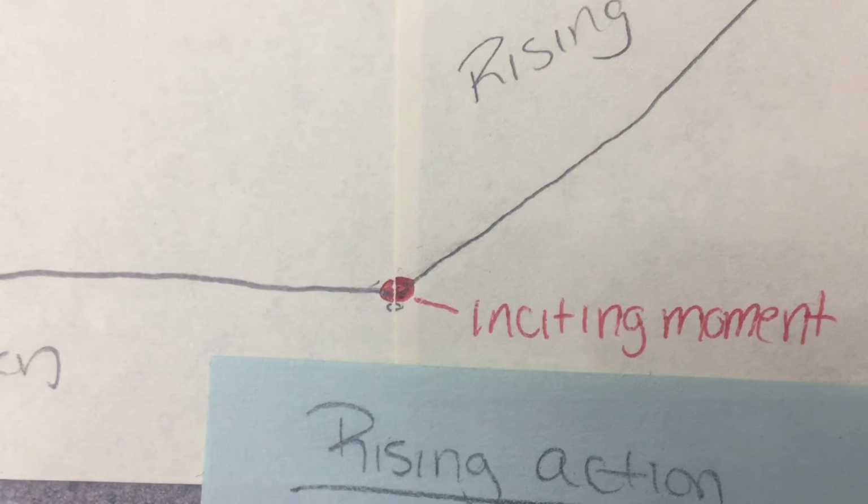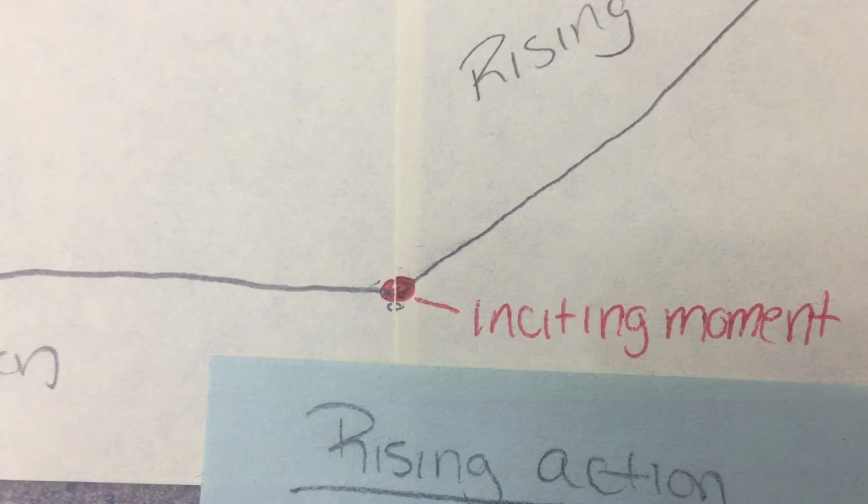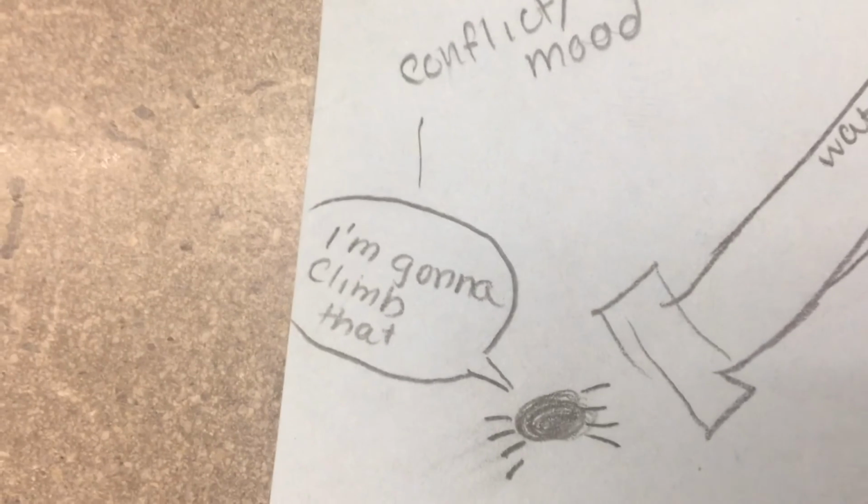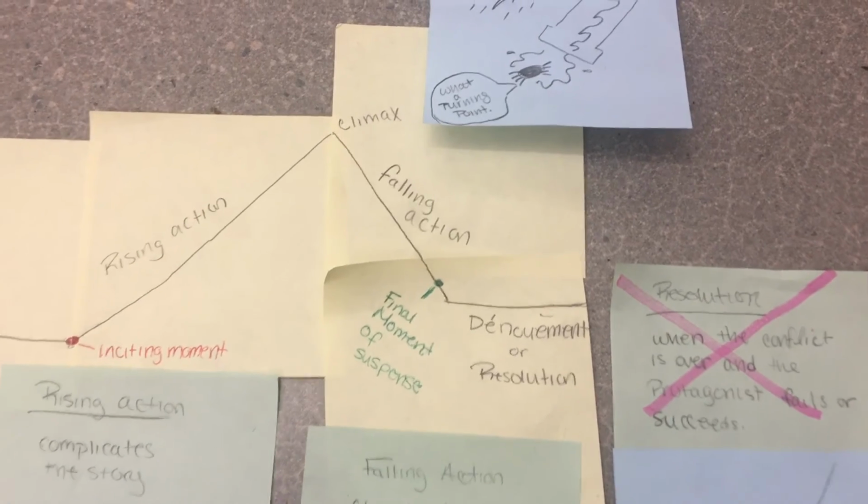An inciting moment is the moment that leads to the main conflict of the story. Think Frodo deciding to go on his quest, or in our case, the spider deciding to climb the waterspout.